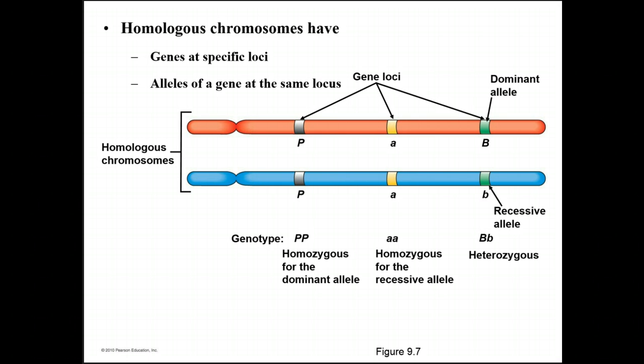For gene B, note this person is what we call heterozygous. They received the dominant version of gene B from mom, note the capital B, and then they received a recessive version of gene B at the location from dad. This is heterozygous.